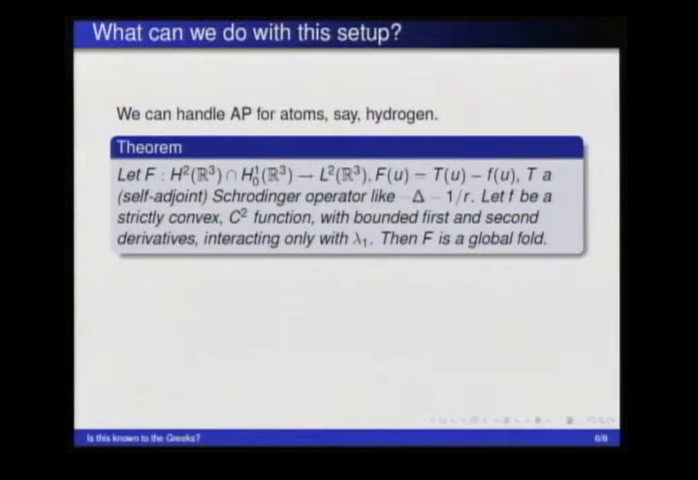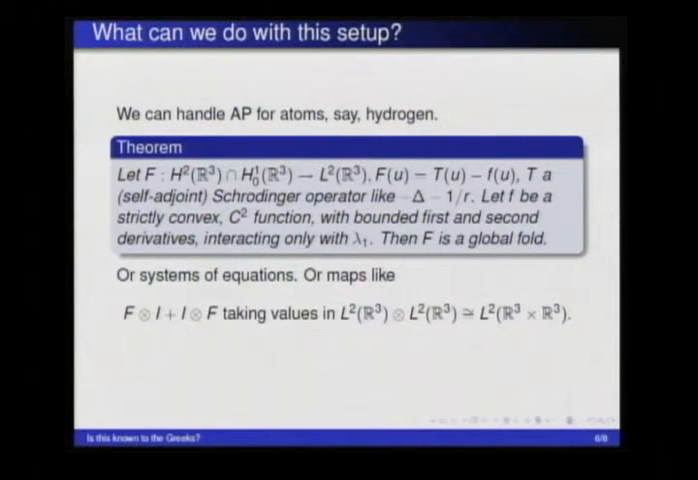Start with the Schrödinger operator for the hydrogen atom, for example. And if you, again, interact just with the ground state, you have a global fold. Actually, the $50,000 question is, what does that mean phenomenologically, right? Why should someone in quantum mechanics be interested in that kind of stuff? That I don't know, but I'm asking around.